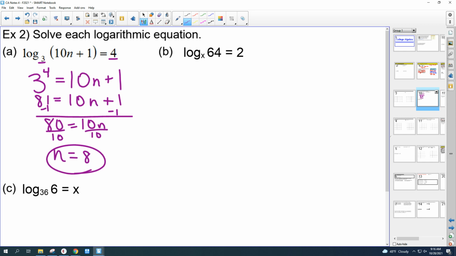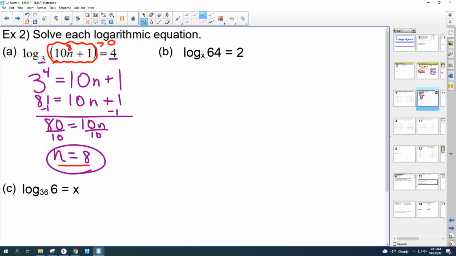Now, one thing you're going to have to be careful with is this argument must be greater than 0. It has to be, and we'll talk about why here in a second, but that argument has to be greater than 0. So sometimes it's going to be necessary to check your answer. So what you would do is say, well, if I plugged in an 8, 10 times 8 plus 1, that is going to be greater than 0. So that's going to work. Sometimes you're going to find numbers that don't work. That's going to be important. We'll talk about that in a little bit.